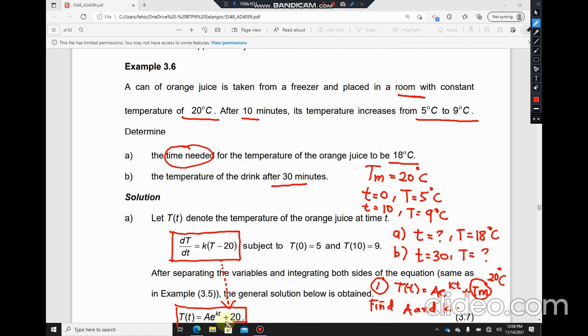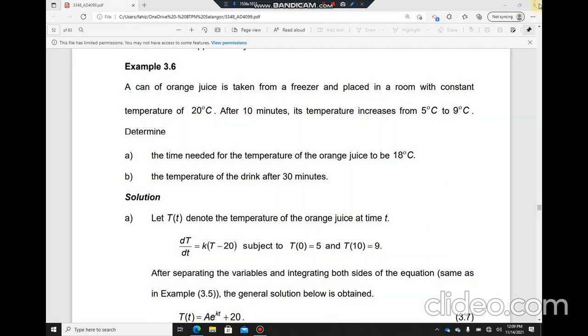So kalau boleh dalam exam kita boleh show kan. Awak show daripada step 1 sampai step yang last ni sampai dapat yang ni. Okay, macam mana kita separate and then kita integrating until you get this mathematical equation. Then after you get this mathematical equation, barulah kita masukkan information yang diberi to find the value of A and K. Okay, so next step.